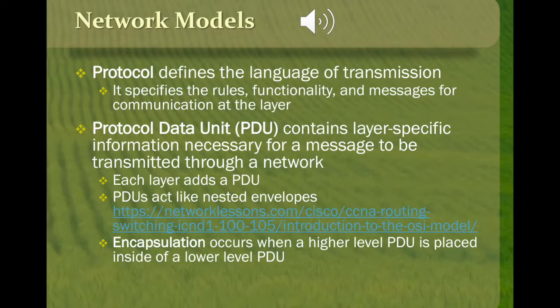Now we're going to also discuss the term PDU, or Protocol Data Unit. This contains specific layer messaging and information necessary for a message to be transmitted through a network. Every layer you're at adds a PDU, and PDUs act as nested envelopes. In the link below, which I suggest you follow, it does a really, really good job of explaining protocols, why they came to exist, how PDUs are created and how they work. I think it does a really good job, and I would recommend that you go through these slides and go through the presentation at the link below.